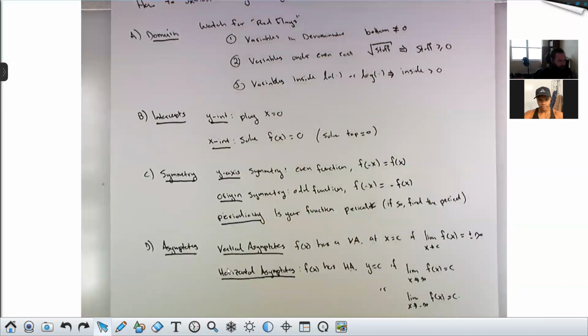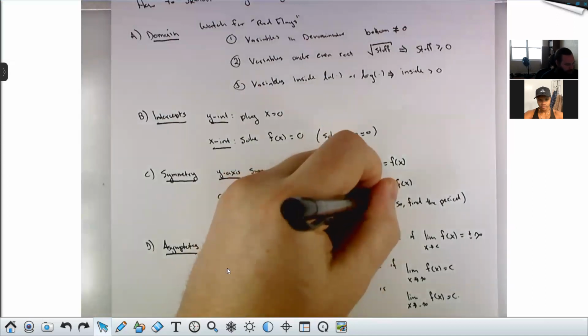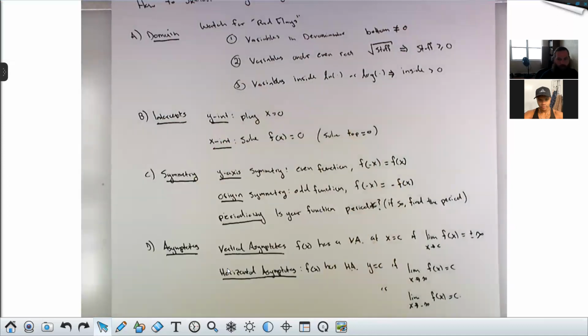The really big new stuff comes from the next few things, which all have to do with the first and second derivatives. So are there any questions or anything that you guys would like to ask about before I move on to the kind of E through H stuff? I should have a question mark here. Is your function periodic?